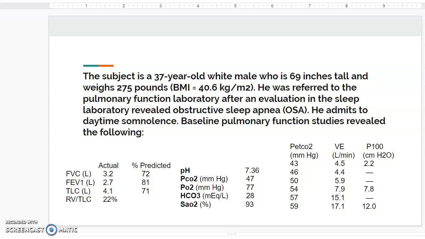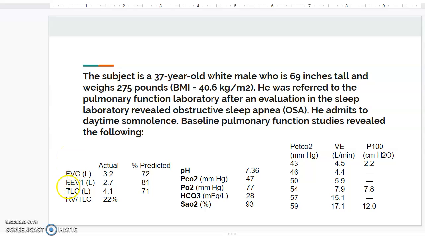So we have 3 different things to look at here. First, here is our PFTs. Here's our blood gases. And then this over here, they actually did a ventilatory drive test by having him rebreathe CO2. So we're going to get to that here in a minute. But first, let's look at our spirometry and figure out what this means.